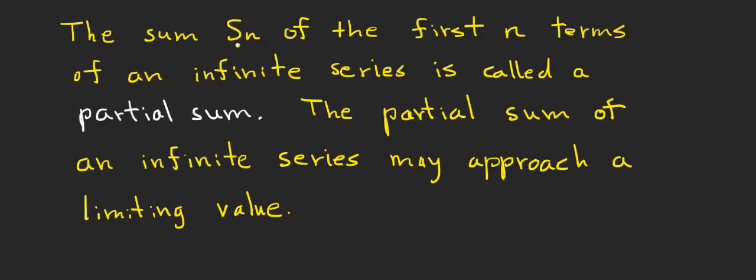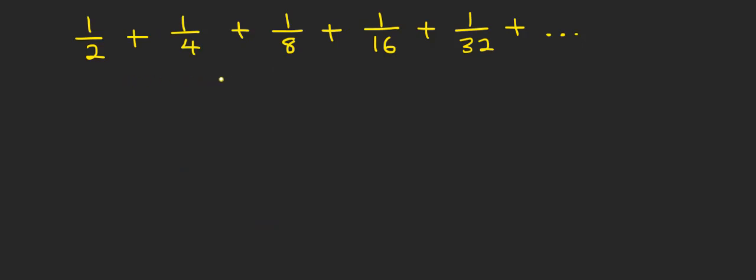The sum Sn of the first n terms of an infinite series is called a partial sum. The partial sum of an infinite series may approach a limiting value. Consider this infinite series. By the way, this is an infinite geometric series because the common ratio is 1 over 2.